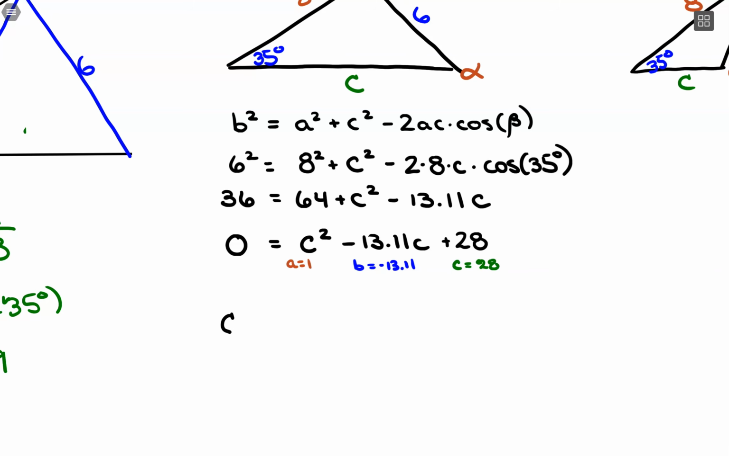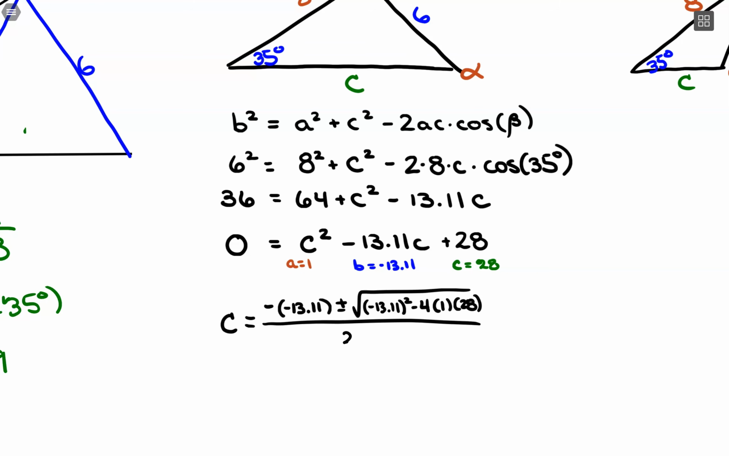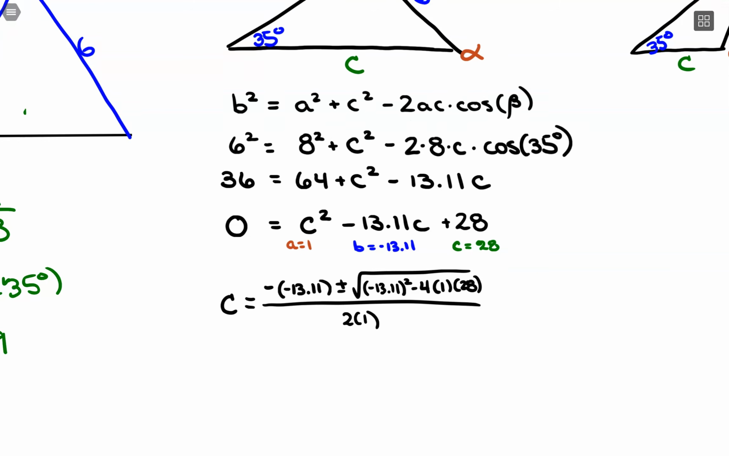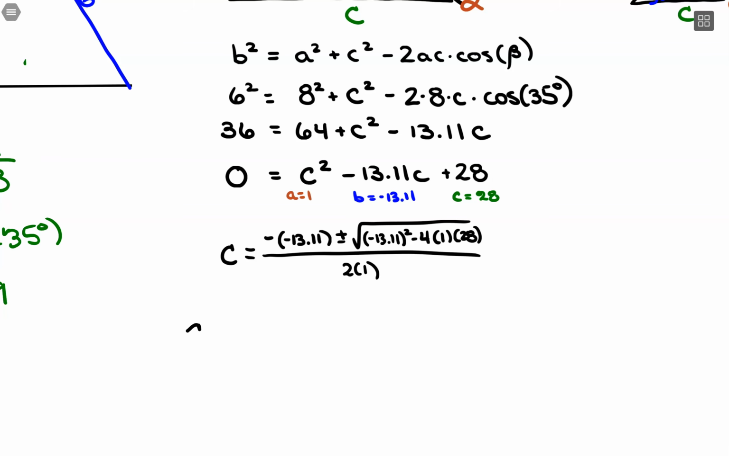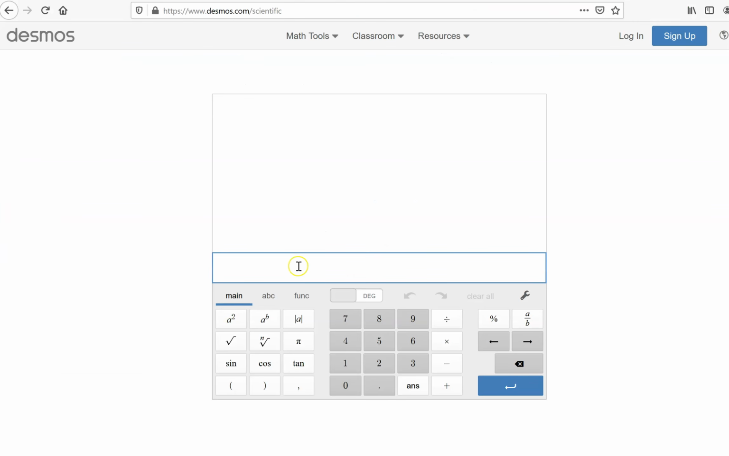And solving for c, we'll get negative b plus or minus square root of b squared minus 4 times a times c, all over 2 times a. And with this, we're going to get 2 solutions. So we can just use the calculator for this. And in fact, let me jump over to a calculator. So we can plug this into the calculator.